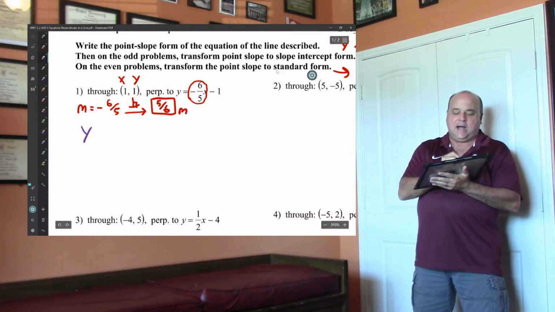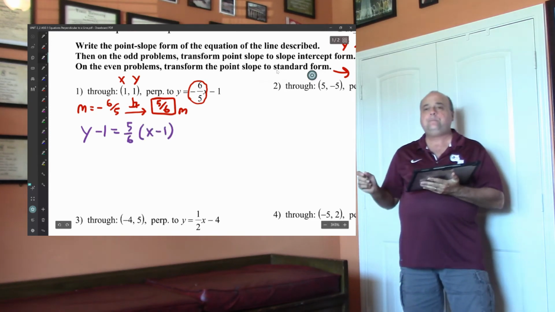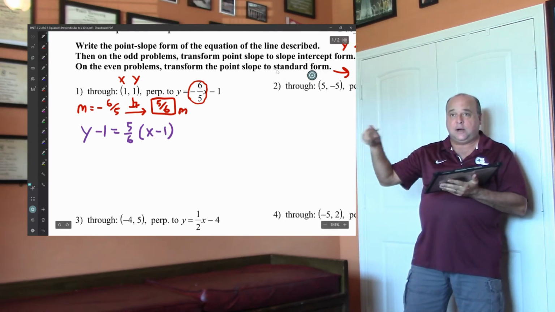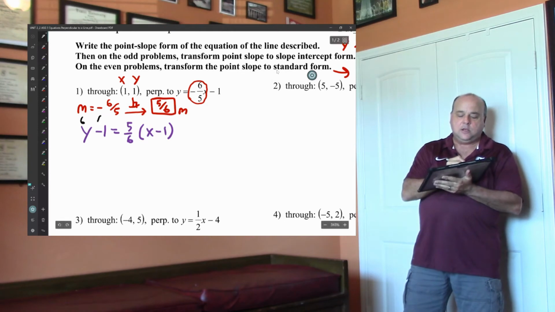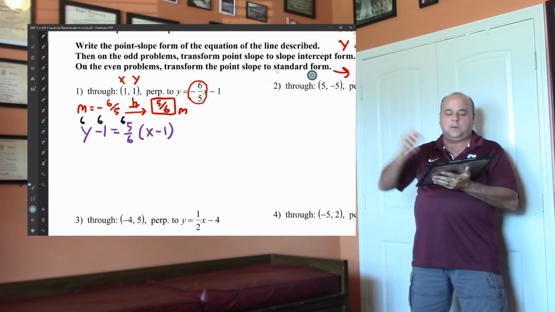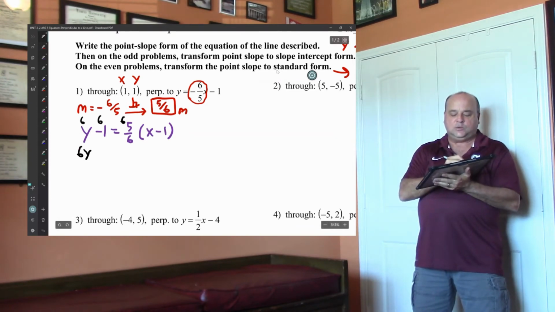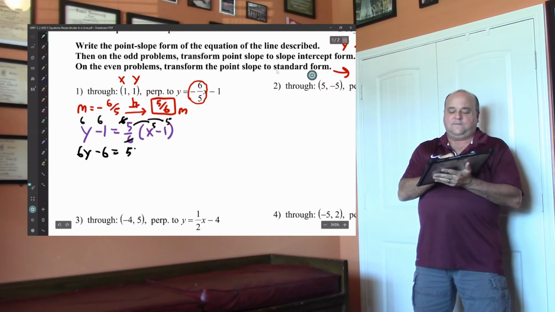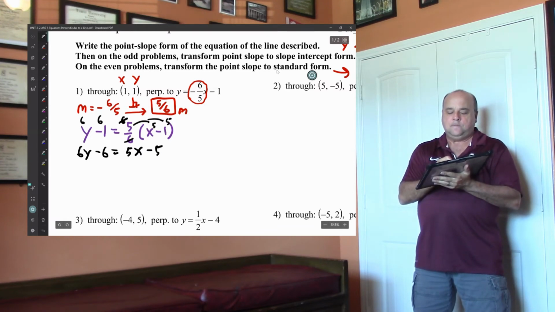So I'm going to have y, the opposite of plus 1 is minus 1, equals 5 over 6 parentheses x minus 1. Now then we have a fraction, so I'm going to distribute the denominator. I'm going to get rid of that fraction, right? So distribute the denominator, we need 3 sixes, and then we're going to multiply. 6 times y is 6y, 6 times negative 1 is negative 6. The 6's cancel out, so 5 is my coefficient. So I'll get 5x minus 5.